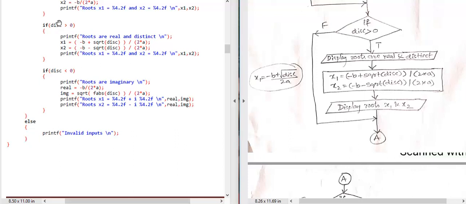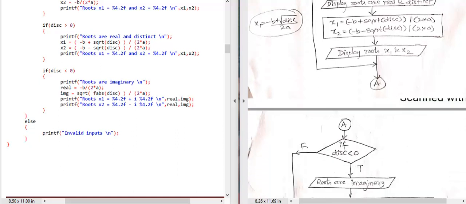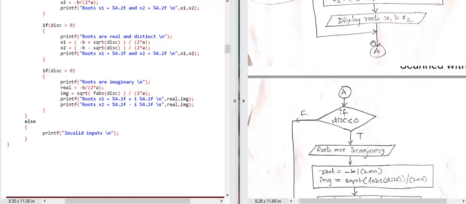Now if this condition is false, it will go to the next statement, if DISC less than 0. So it will continue to A, which is a connector. I told you before, the page is completing here. So at the end of the page, I will draw one circle and label it as A, B, C, X, Y, Z, whatever label you want. On the next page, you start with one circle and give the same label. So it gives the connectivity between this and this.